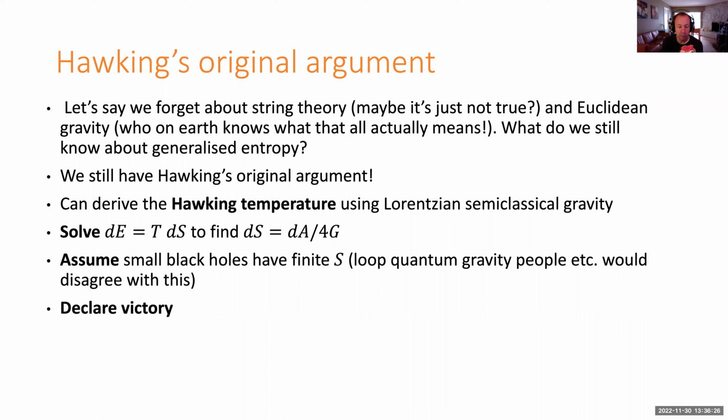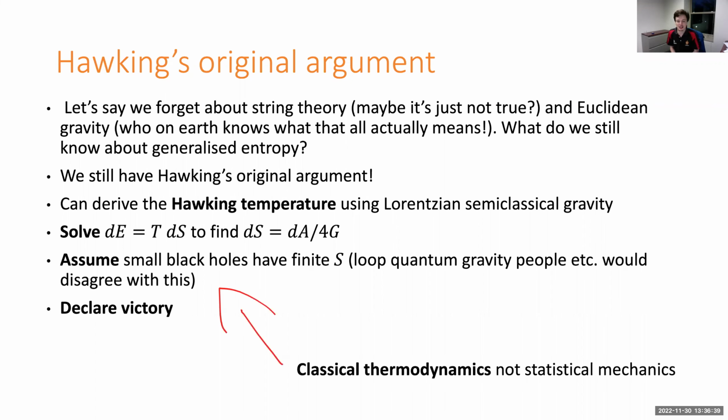So that's a great argument. We declare victory. We've derived the Bekenstein-Hawking entropy. But there's a reason we don't say that Hawking fully derived Bekenstein-Hawking in every way you'd like to. And that's because fundamentally this is a derivation in classical thermodynamics, not statistical mechanics.